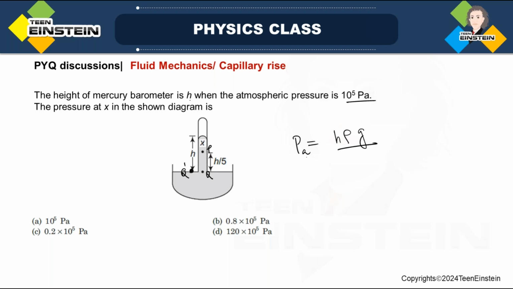Okay, we have to find out pressure at X. So the pressure at X plus the pressure at P will be exactly equal to the total pressure of the total liquid column, right?